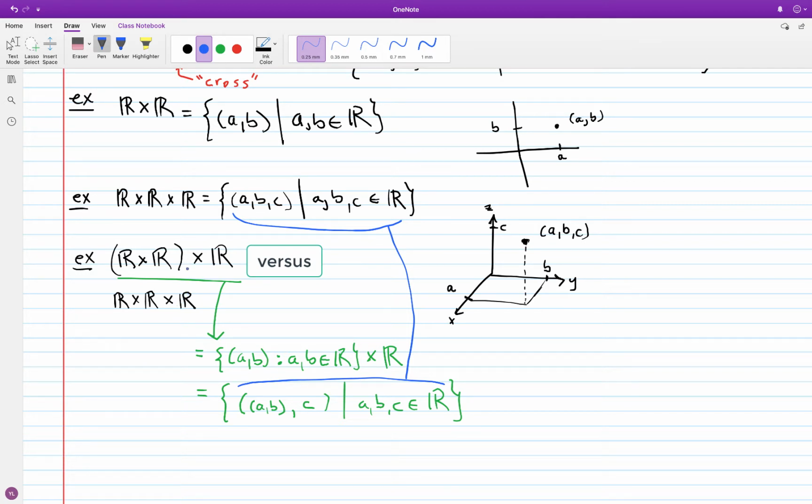You've got to think about that for a second. Make sure you understand what I'm saying here. Why is this equal to that and this one's equal to that? You've got to think about it.